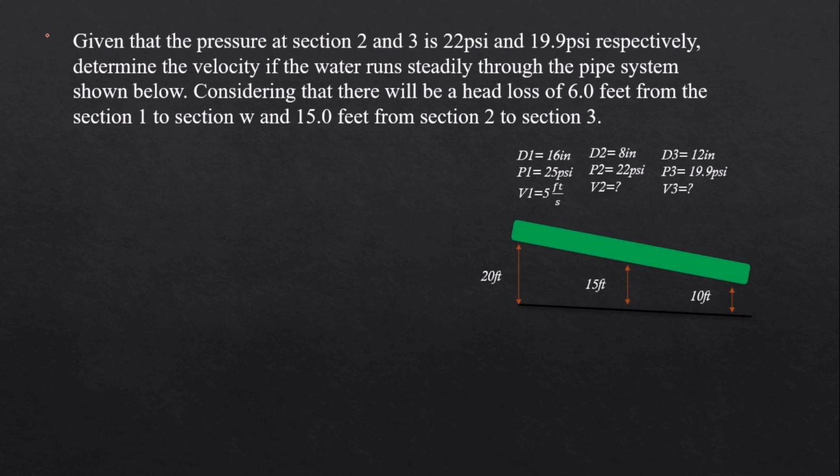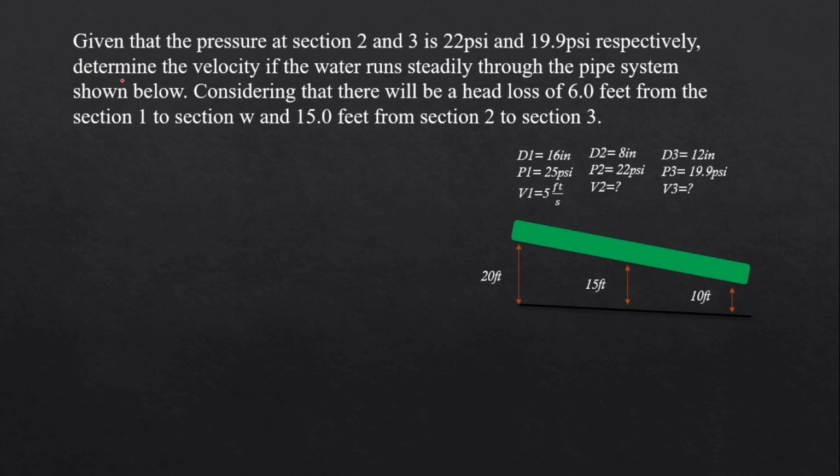Chapter 5. So here's the given question. Given that the pressure at section 2 and 3 is 22 psi and 19 psi respectively, determine the velocity of the water running steadily through the pipe system shown below. Considering that there will be a head loss of 6.0 feet from section 1 to section 2 and 15 feet from section 2 to section 3.